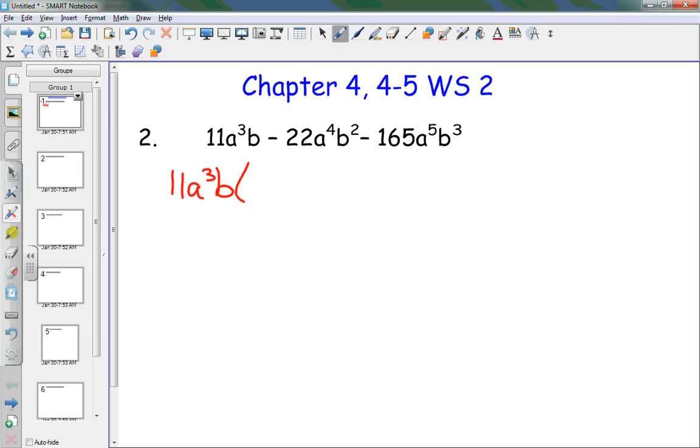So if I'm doing division, what is 11A cubed B divided by 11A cubed B? It's 1. You cannot forget the 1. If you forget the 1, you no longer have 3 terms there. Do you understand that? So now, what is 22 divided by 11? 2A. A to the 4th divided by A cubed is A. B squared divided by B is going to be B. Minus what's 165 divided by 11? 15.